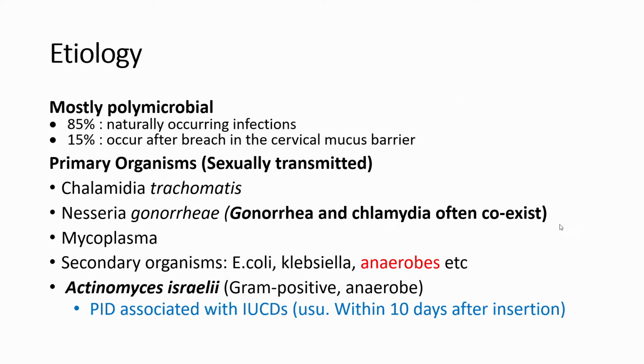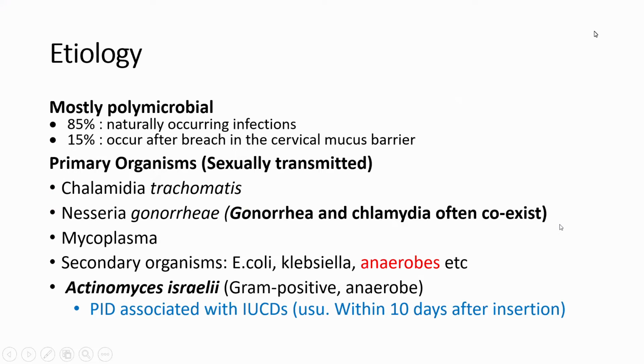So what is the etiology? Most cases are infected by a combination of organisms, polymicrobial, which can be gram-positive, gram-negative, or anaerobes. 85% are naturally occurring infections, but 15% occur by a breach in the cervical mucus barrier, especially because of variation in the cervical mucus barrier during menstruation or following instrumentation, like when we do an endometrial biopsy, HSG, or any invasive procedure.